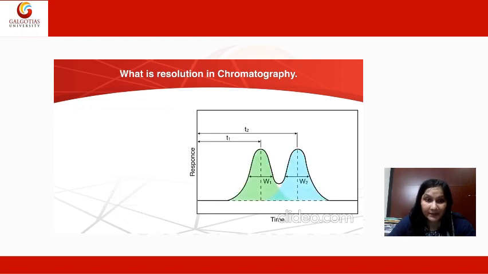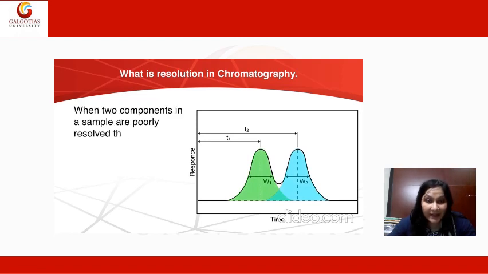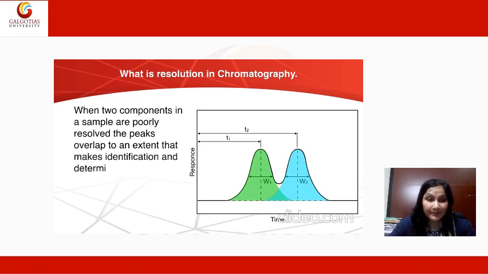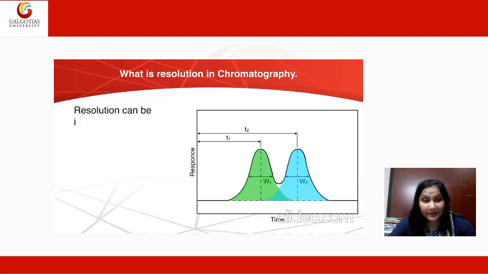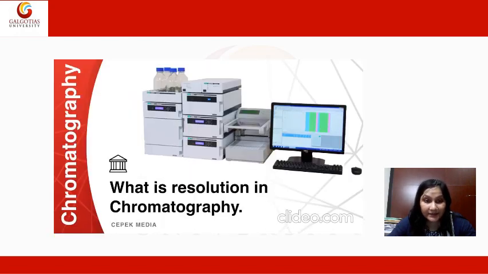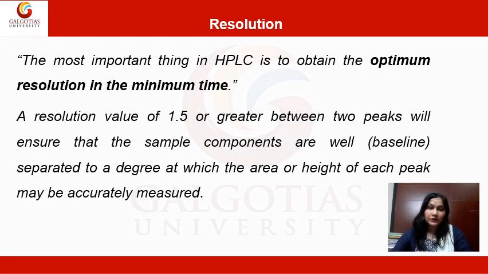When two components in the sample are poorly resolved, or peaks overlap to an extent that makes identification and determination of the component impossible, resolution can be improved by changing the temperature, decreasing the height of the column, or increasing the number of plates. Now coming to the resolution, the most important thing in HPLC is to obtain the optimum resolution in the minimum time.